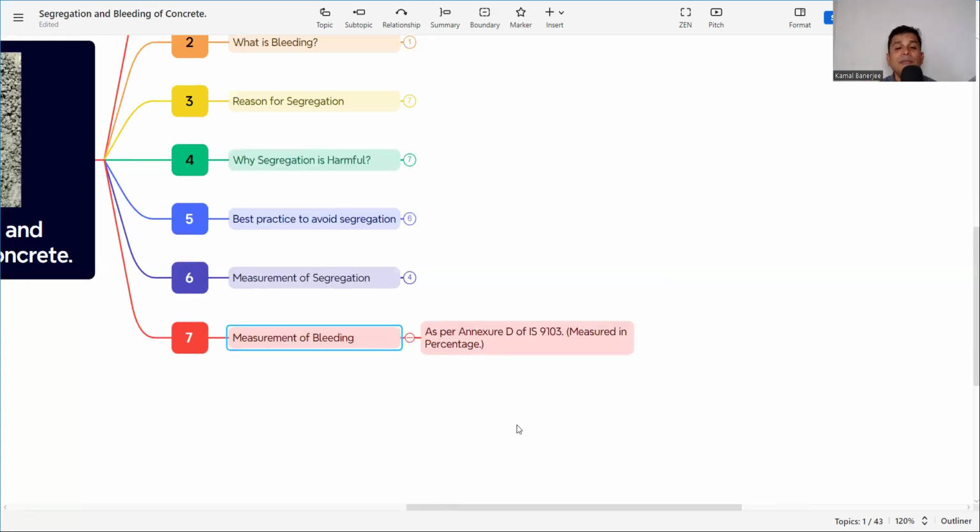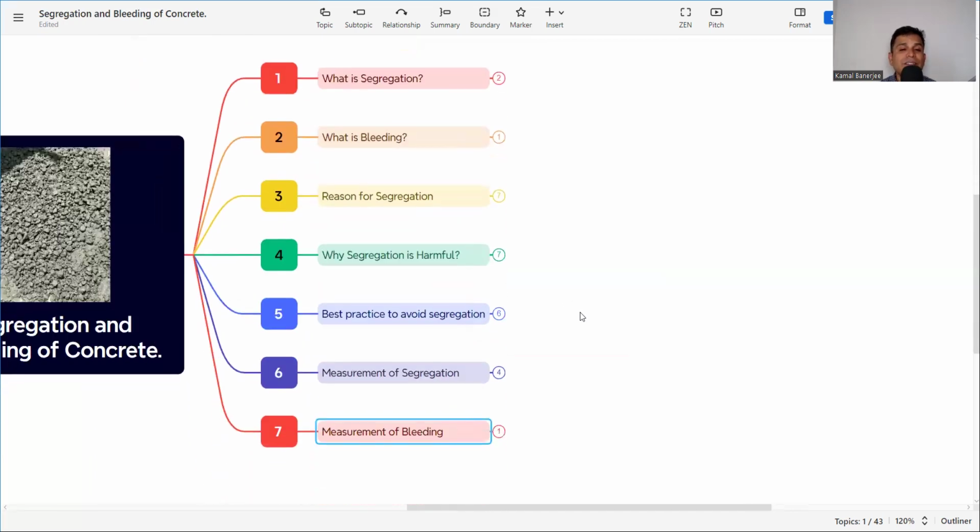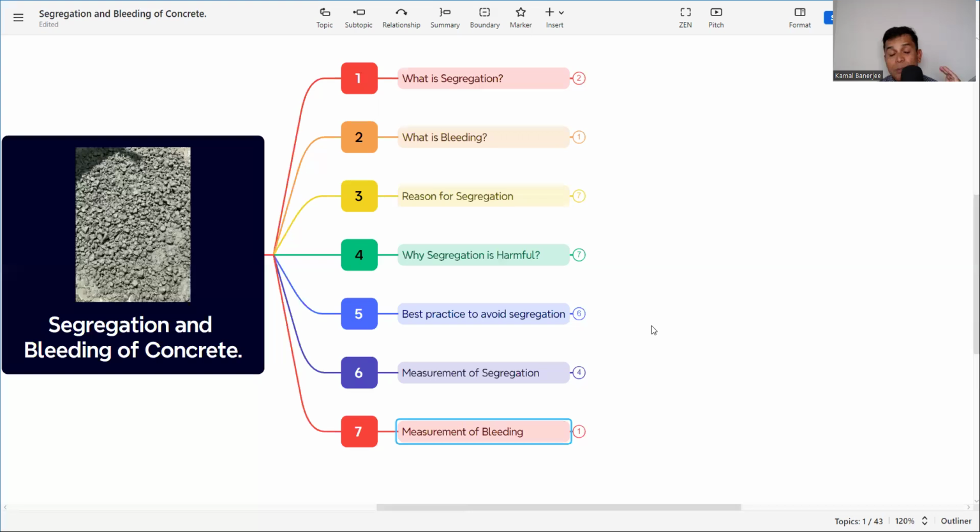This is described in Annexure D of IS 9103. Please check that for how to measure the bleeding. In this video I will not discuss this because it would become a very long video, but bleeding also we can measure as per Annexure D of IS 9103. So what we discussed in this video: what is segregation, what is bleeding, what is the reason for segregation, why segregation is harmful, what is the best practice to avoid segregation, what is the measurement of segregation, and what is the measurement of bleeding.